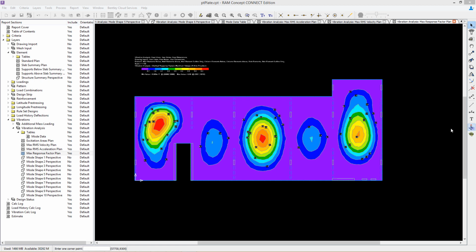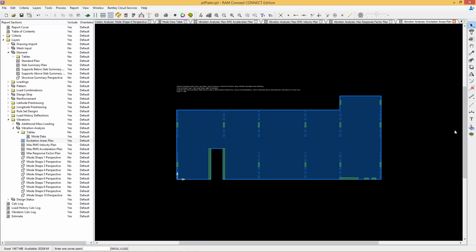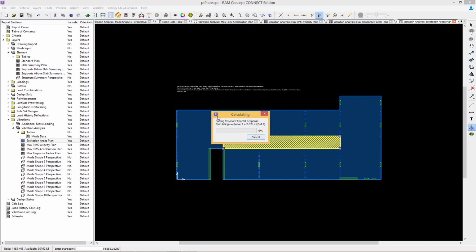So we can actually draw the excitation areas where we wish, and then only those areas inside that shape will be considered for excitation. So if we had a corridor here through the center of the building, and we said this is all I really want considered for excitation. This is a residential room over here, and I don't expect a lot of heavy walking and footsteps, so I don't really want this to be considered as excitation. So we can simply rerun the analysis here.